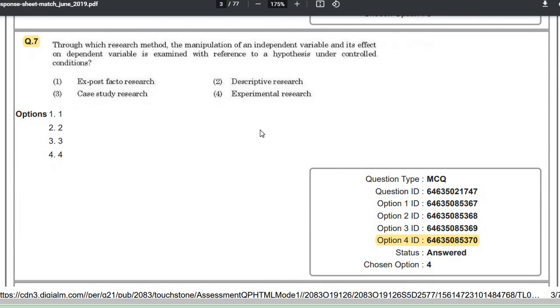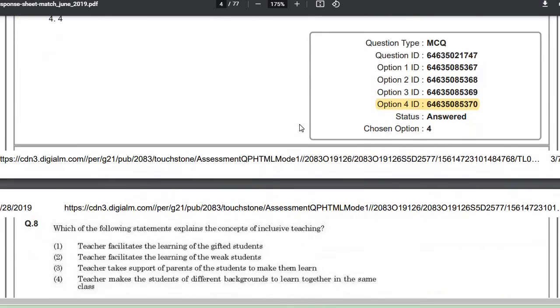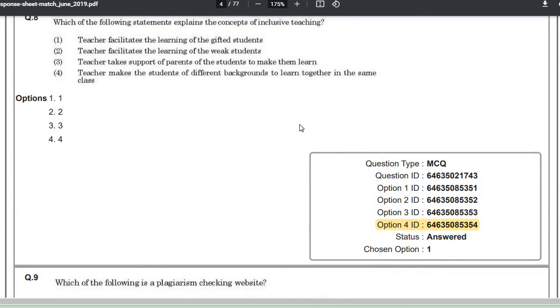Now coming to the question number 7. Through which research method the manipulation of an independent variable and its effect on dependent variable is examined with reference to a hypothesis under controlled conditions? Okay, so the conditions should be controlled, and we are going to examine the manipulation of independent variable and its effect on the dependent variable. This can be done under the experimental research. So the answer is obviously the experimental research. Okay. And now coming to the question number 8.